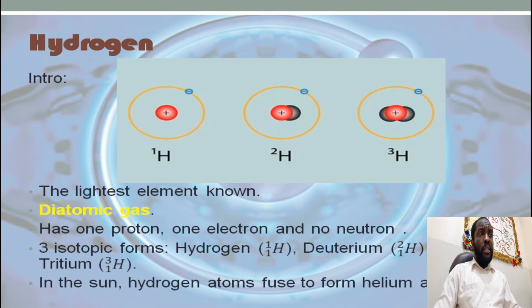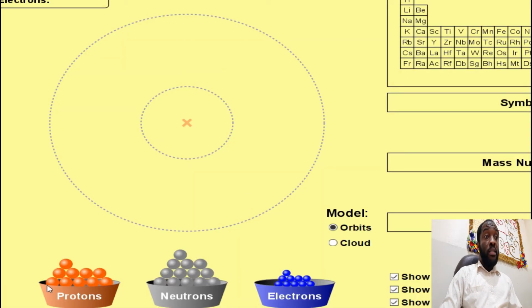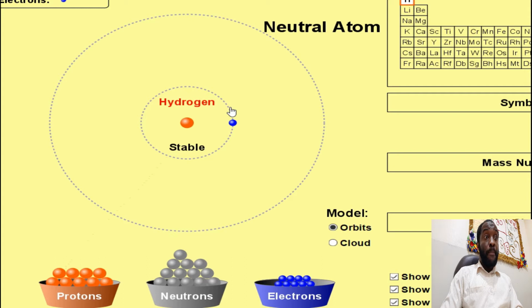I want us to look at how we can build these 3 isotopes. Let's look at some demonstration here. What we see here are 3 parts: protons, neutrons, and electrons. And like I told you, your hydrogen has just a single proton and of course a single electron. This electron comes to the first shell. I hope you know that. Good. So that is your neutral atom, and of course it is hydrogen.